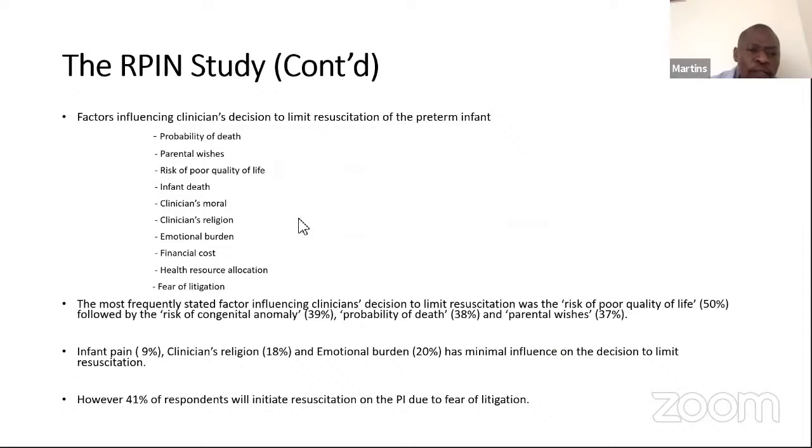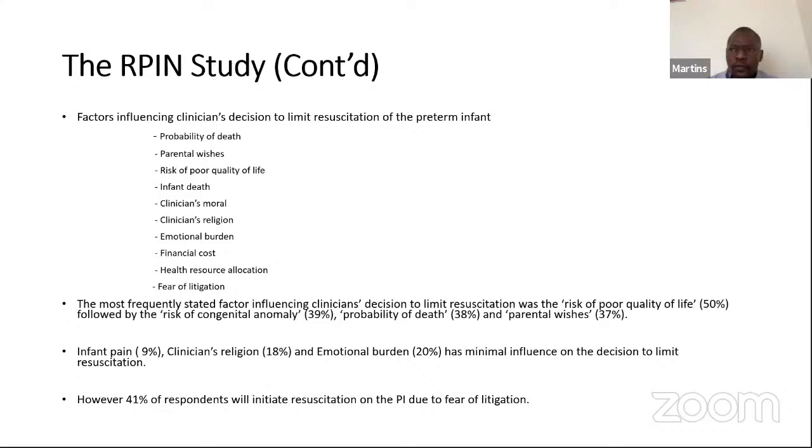So we want to look at the ethical decisions that will make a doctor say, I'm not really keen on resuscitating this baby, but I want to resuscitate this baby. So we asked them generally about how factors such as probability of death matter: is it always, often, sometimes, rarely, and never. We asked them in that grading, so for them to grade each factor. And the major factor that will make them limit resuscitation is the risk of poor quality of life.